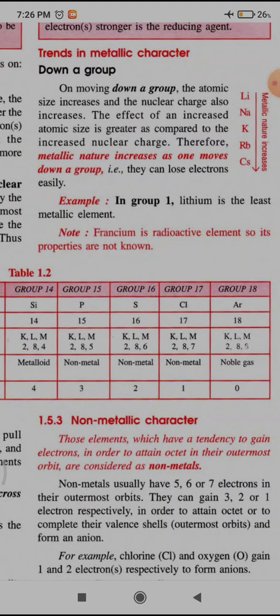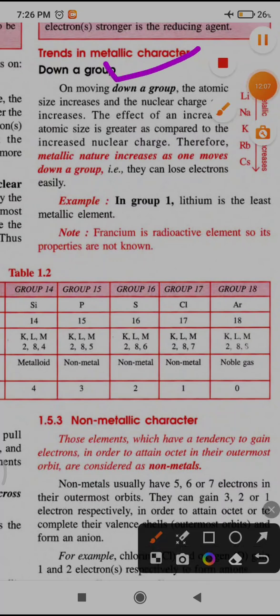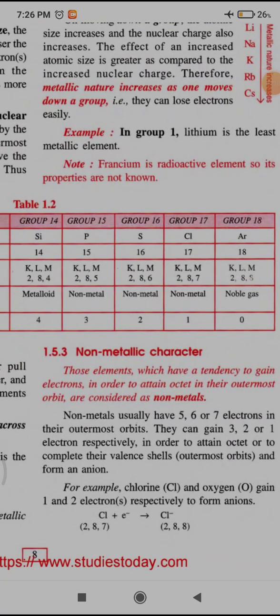So if you see the variation, it is group 1, from lithium it is given. So lithium will be your least metallic and cesium will be most metallic, because down a group, as we have just discussed, your atomic size is more. Size is more means it can easily lose the electrons, and that's why the down one is the strongest metal, you can say. So metallic nature increases as one moves down a group. You have to read this one, what is written there. Next we will read about the non-metallic character.